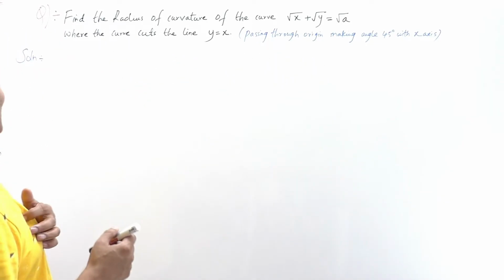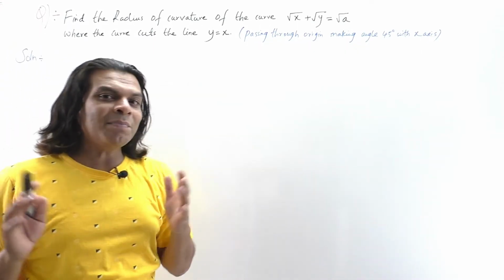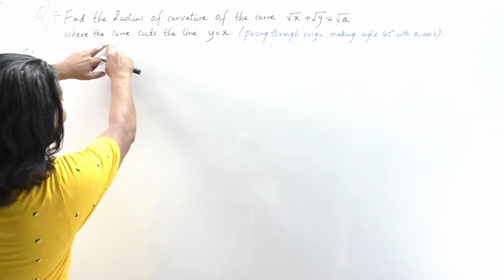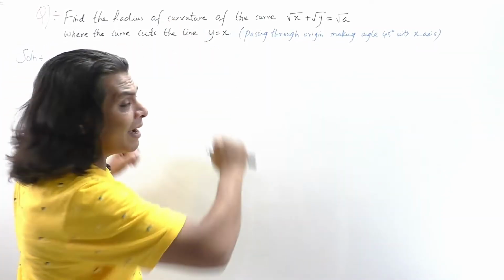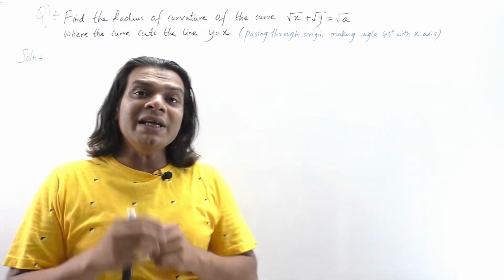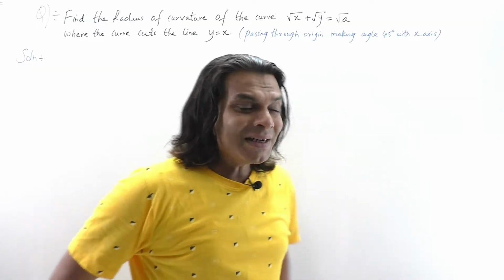So now let's solve this question. As you know, in this question, they have not given the point of intersection, but they have given that the curve cuts the line y is equal to x. That means we know that y is equal to x. So putting it in the question, we can find the point of intersection. Right? So let's do that.